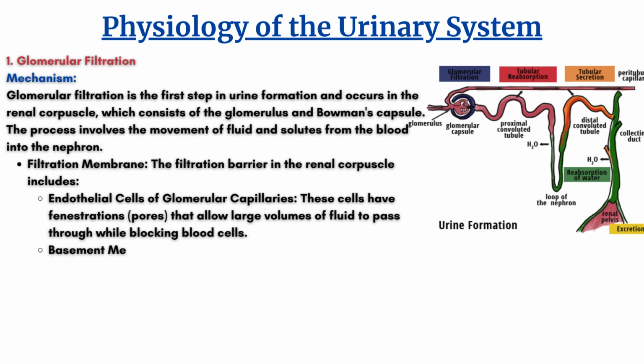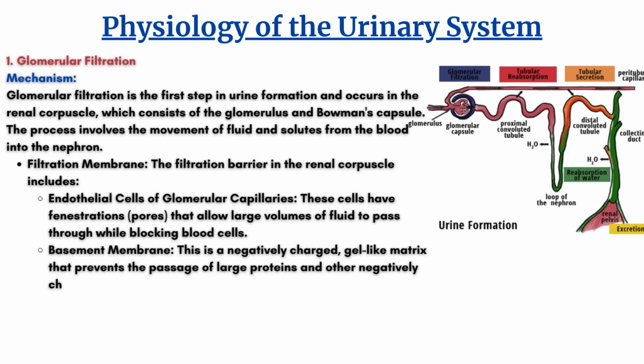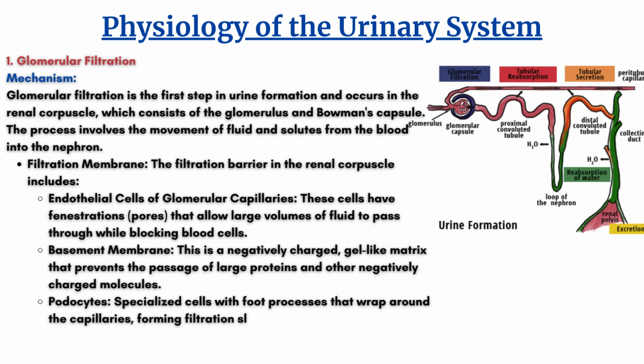Filtration membrane. The filtration barrier in the renal corpuscle includes endothelial cells of glomerular capillaries. These cells have fenestrations, pores, that allow large volumes of fluid to pass through while blocking blood cells. Basement membrane. This is a negatively charged, gel-like matrix that prevents the passage of large proteins and other negatively charged molecules. Podocytes. Specialized cells with foot processes that wrap around the capillaries, forming filtration slits that further restrict large molecules.